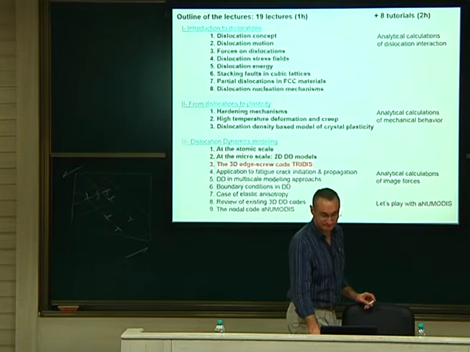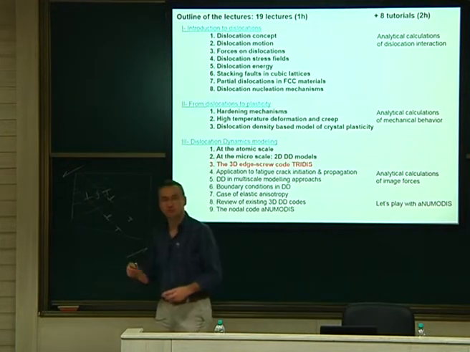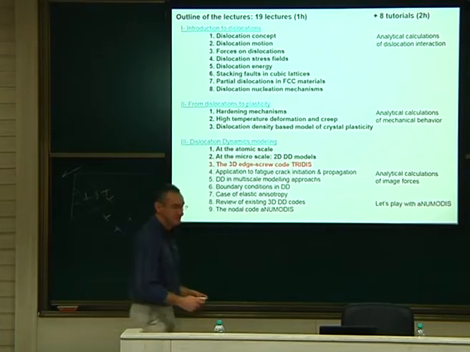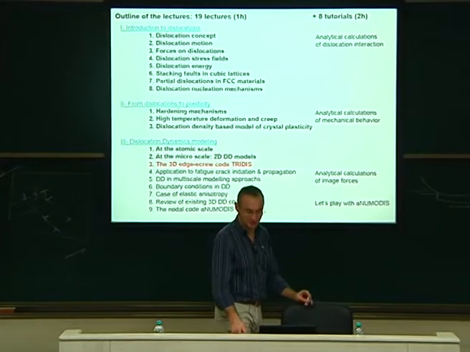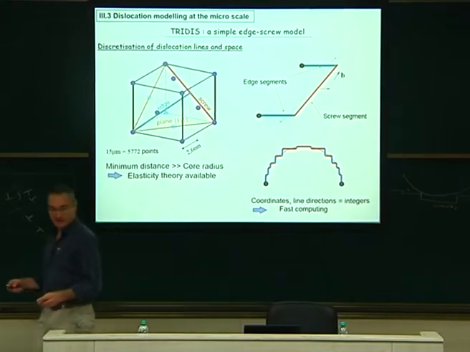Okay. So let's go to the 3D now. I will first start with my stupid 3D code, the edge-screw model, the oldest one in the world. That's a kind of dinosaur, you know. So this is the dinosaur. The dinosaur is like this.